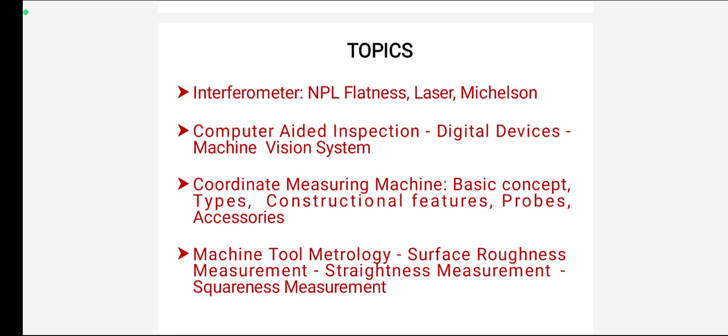The first one is interferometers and computer aided inspection and coordinate measuring machine and machine tool metrology. For the interferometers, to measure the flatness of the measurand, the laser interferometer and Mitchell's interferometer are also discussed in this lecture, and computer aided inspection, the digital devices and machine systems. And next one, the coordinate measuring system is also discussed in this session. And the machine tool metrology, the surface roughness measurement, straightness measurement and squareness measurements. These things are discussed in this lecture.